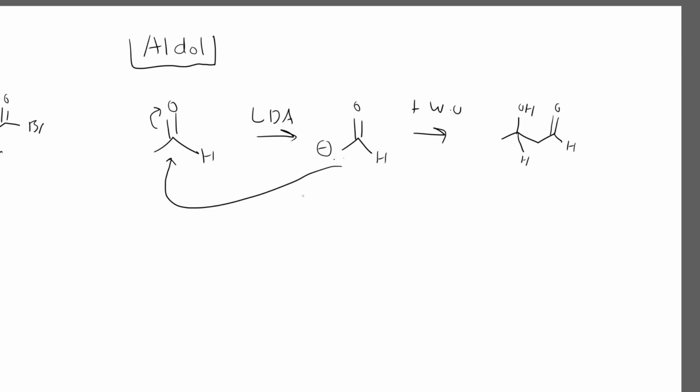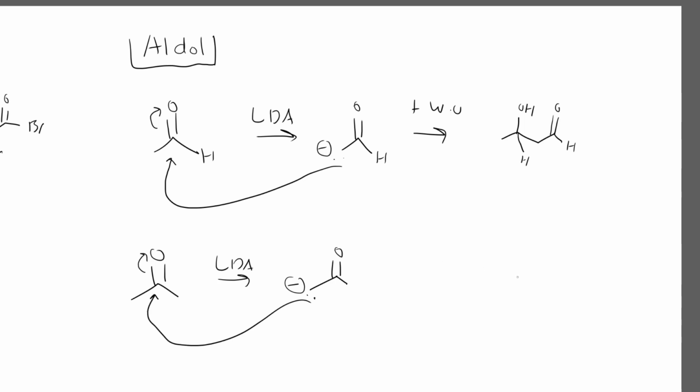And we protonate it. Now, let's look at it as if we start with acetone. So again, we drip in LDA, and we form this enolate right here. And this is going to want to go and hit that guy.